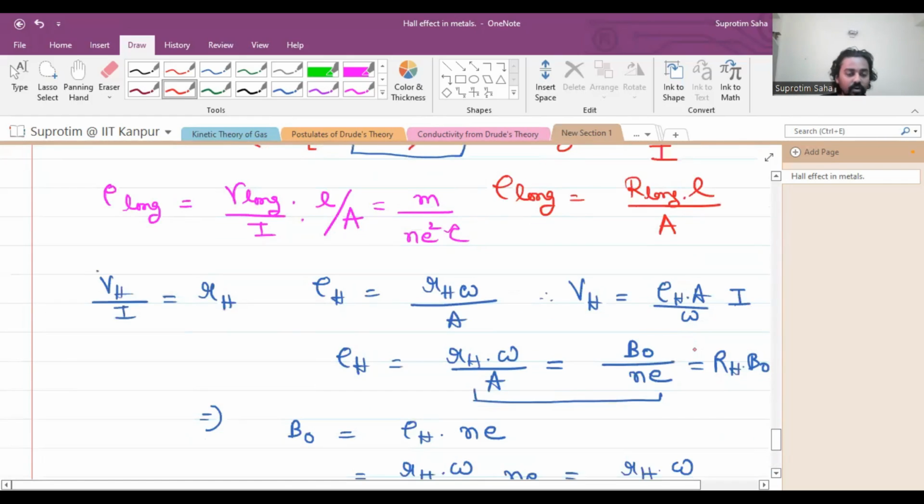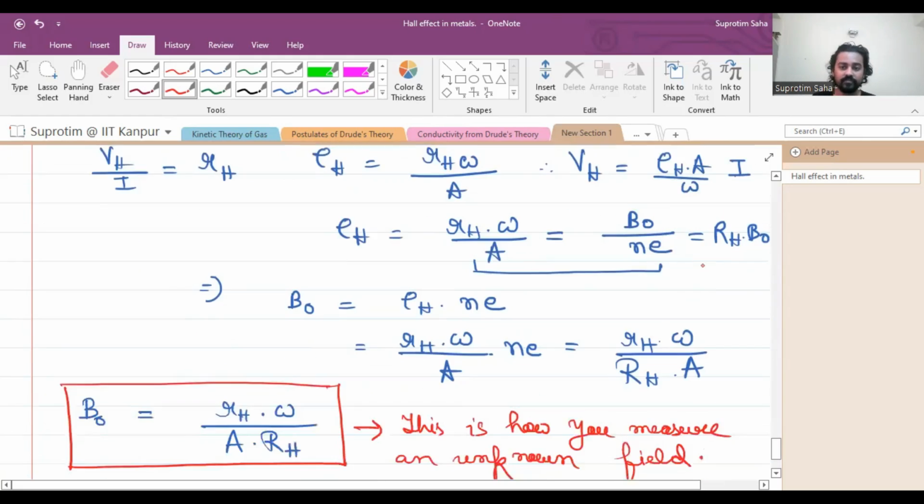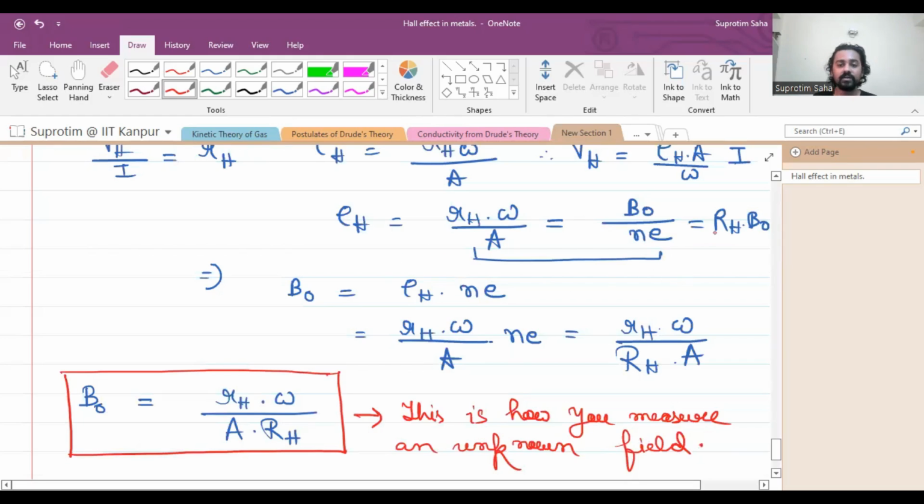So to measure the Hall voltage, which is given by V_H equals R_H times I, where R_H is the Hall resistance, and rho_H is also R_H times W over A, where W is the width of the sample. Now you just manipulate these two formulas and you get the magnetic field as a function of the Hall voltage or the Hall resistance. So V_H is also given by rho_H times A over W times I, right? Now you have the rho_H and also you have the B naught.